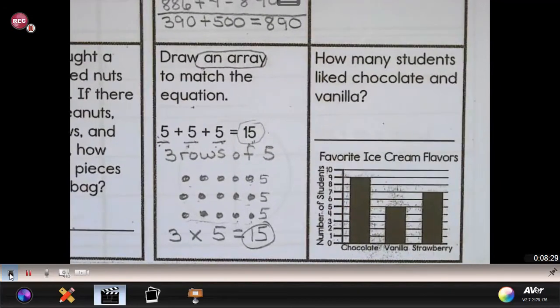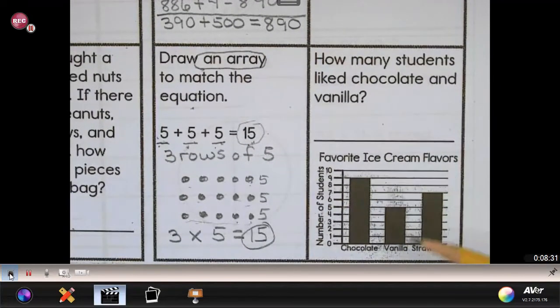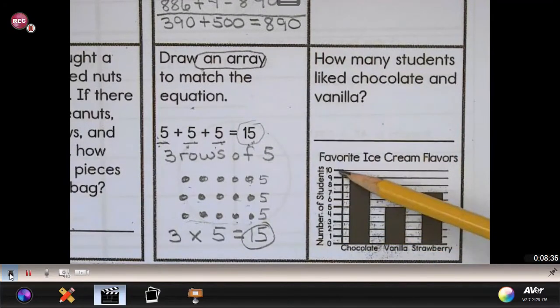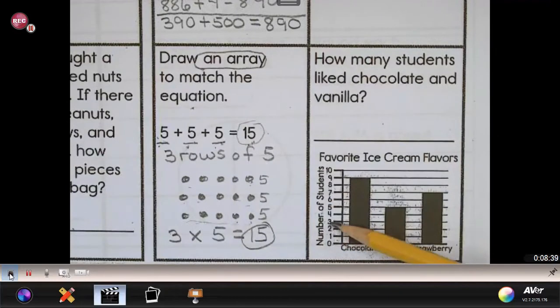Okay, our next problem is having us take a look at a bar graph. So if we look at our intervals here at the scale, we know that we're going by ones. So that means that each one of these on our scale is one student in this case. We have a survey that was taken. It says favorite ice cream flavors. The choices that people had was chocolate, vanilla, or strawberry. 9 people chose chocolate, 5 people chose vanilla, and 7 people chose strawberry.